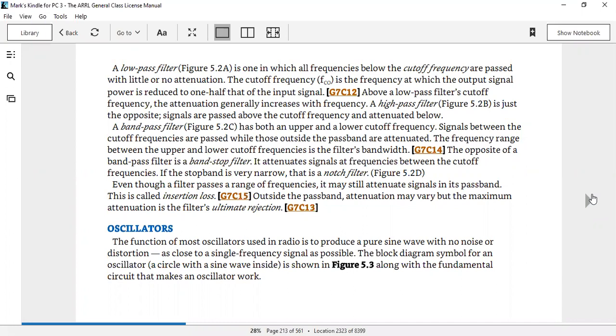And the opposite of a bandpass is a band stop filter. It's like a notch filter. It's the reverse of the bandpass filter. Between the upper and lower cutoff frequencies is what is cut out, and so it's stopped. It's also called a notch filter. And even though a filter can pass a range of frequencies, it may still attenuate signals in its pass band. That's called insertion loss.